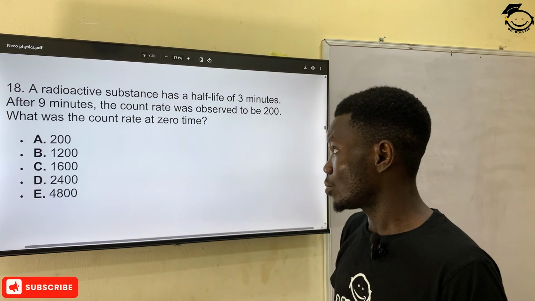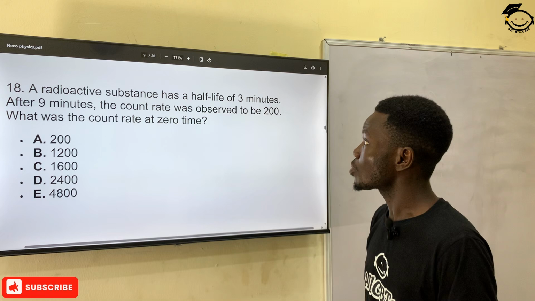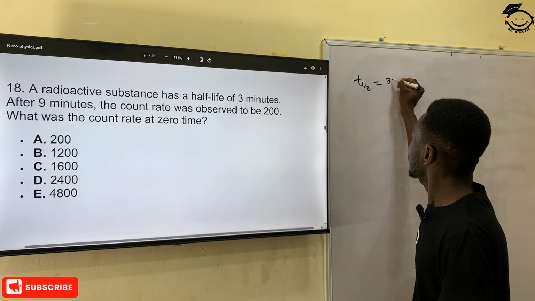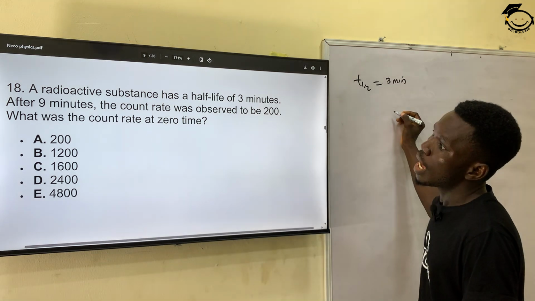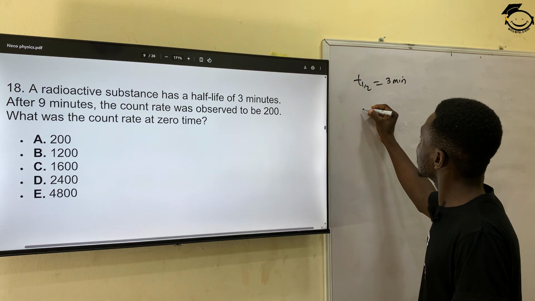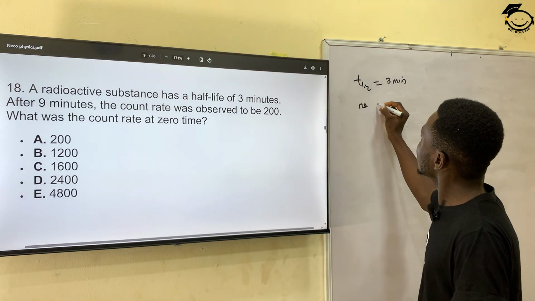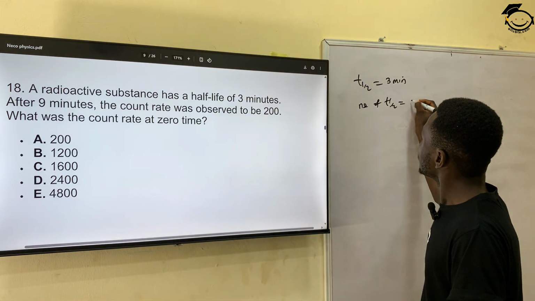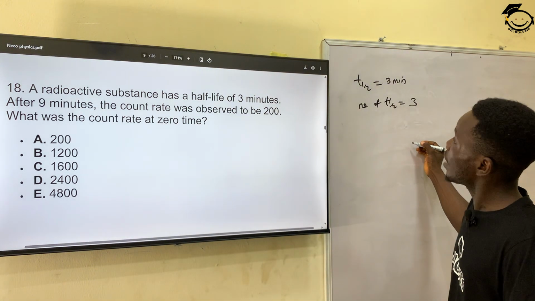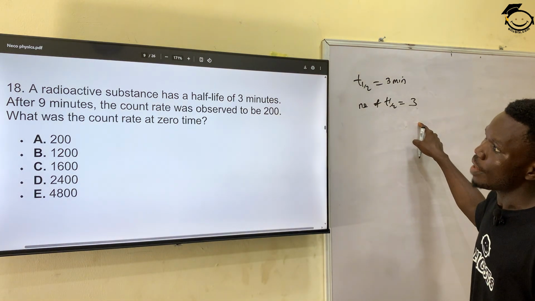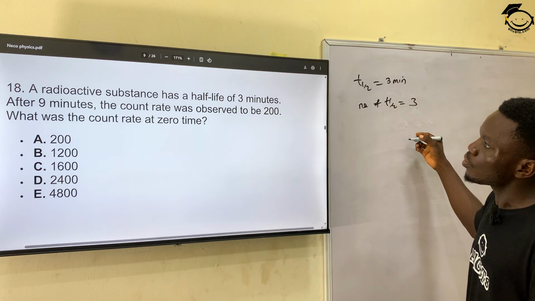So that takes us to question number 18, which says that the radioactive substance has a half-life of 3 minutes. So my half-life is 3 minutes. And they said after 9 minutes. So after 9 minutes, my number of half-life will be 3, because for each half-life I'm having what? 3 minutes. So 9 minutes I'll be having what? 3 half-life.